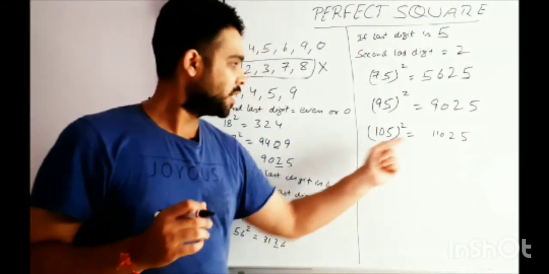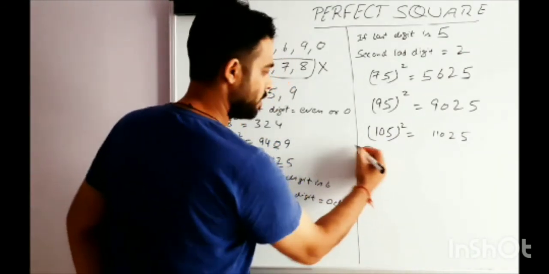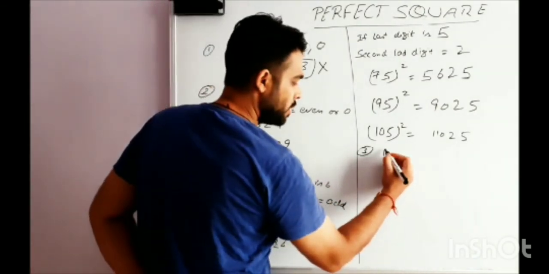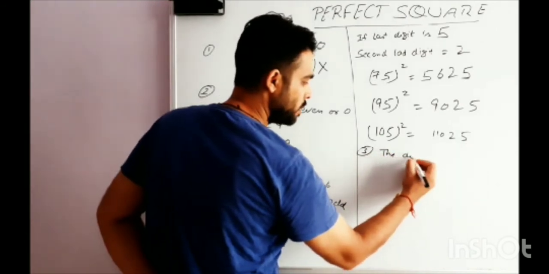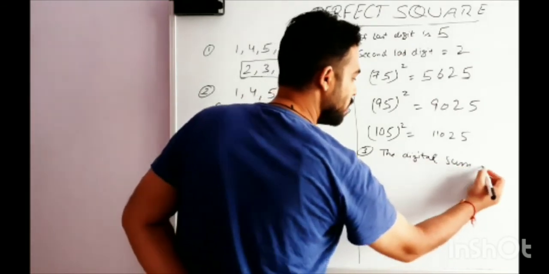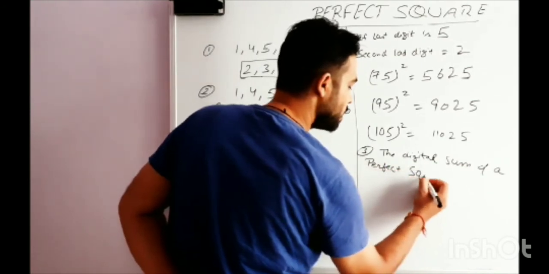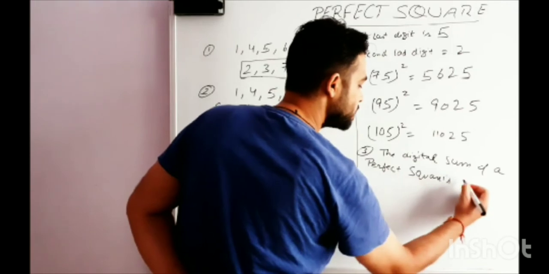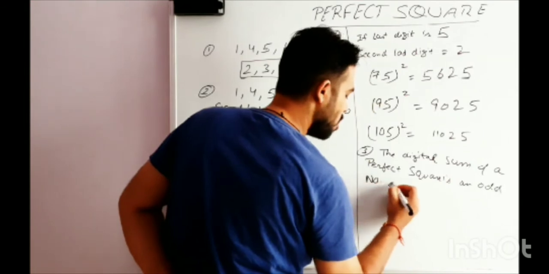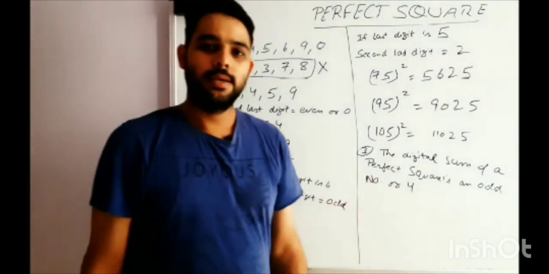For example, you take this example 105 square. I'll write it down, write the example quotation first. If the digital sum of a perfect square is an odd number or 4. Let's see it with an example.